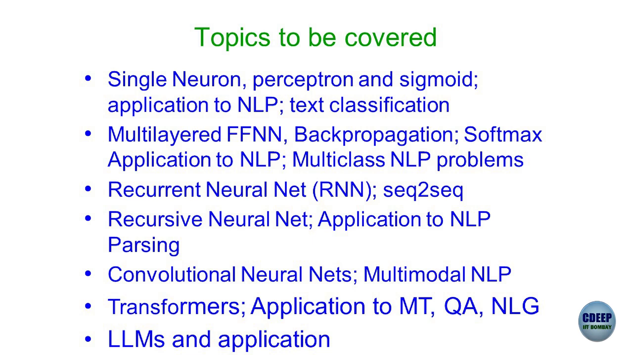Then we have convolutional neural networks, which have been very successful in image captioning, image classification, image understanding. And convolutional neural networks have been mainly used for multimodal natural language processing, where we have text and image together. Then transformers, with application to machine translation, question answering, and natural language generation. And finally, large language models and their application.